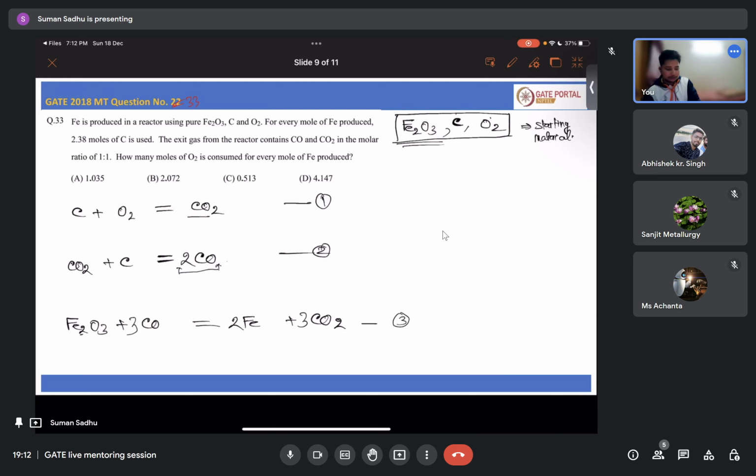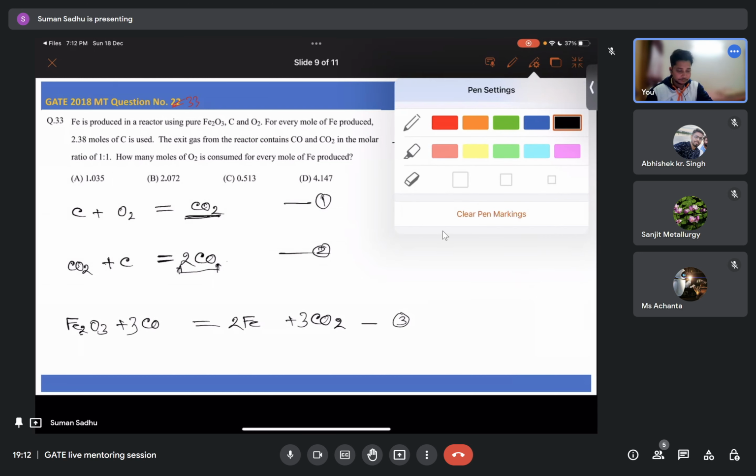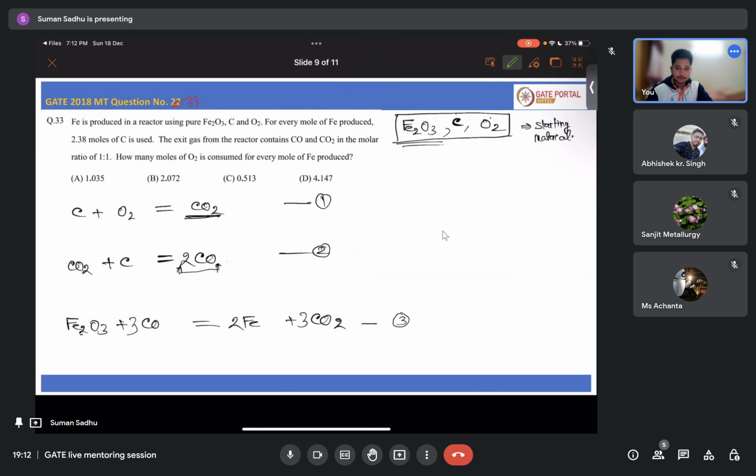So these three equations will follow. First, carbon will oxidize to CO2. Then this CO2 will be reduced by the remaining carbon and form 2 moles of CO. And then this CO will react with your Fe2O3 and reduce it to form pure iron plus 3CO2. Everybody okay up to this? Okay.